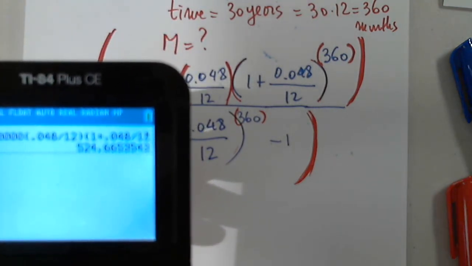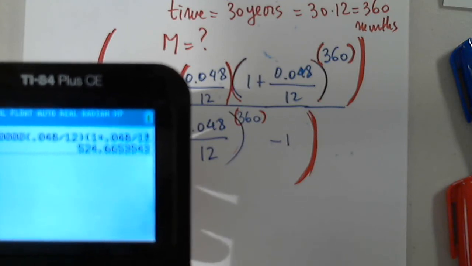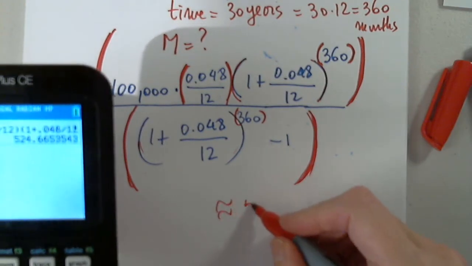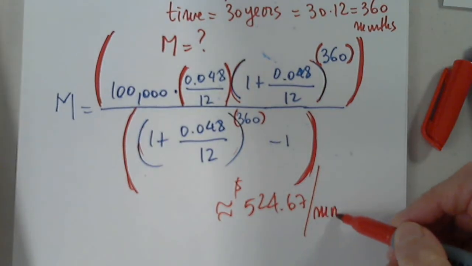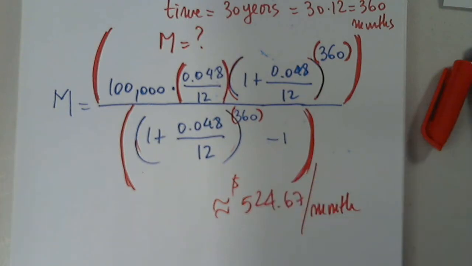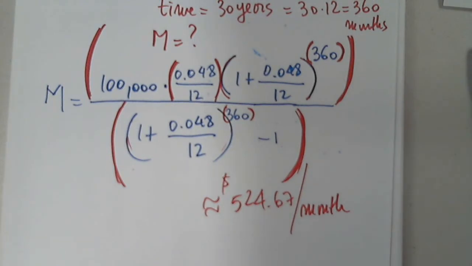So this is the result, $524.66 or 67 cents. So the monthly payment is $524.67 per month to pay back this loan. Any questions? Any questions on how to apply the formula? Any questions on what we entered? If not, we'll move on. I don't have anything else.